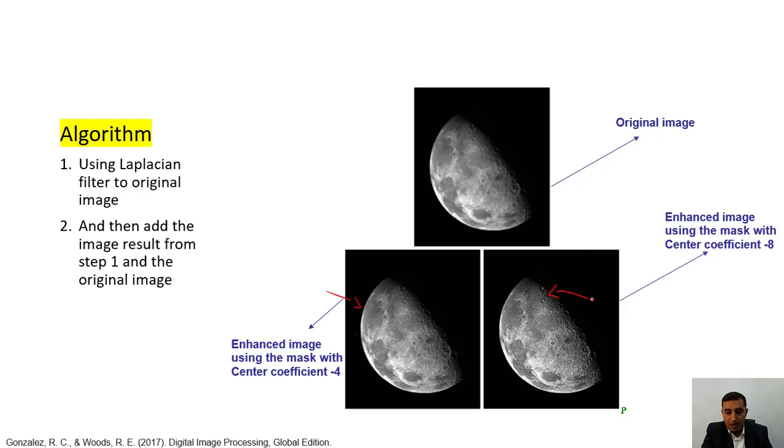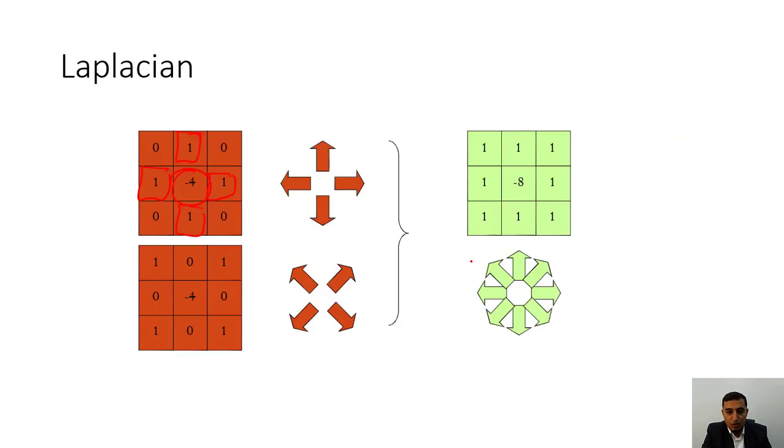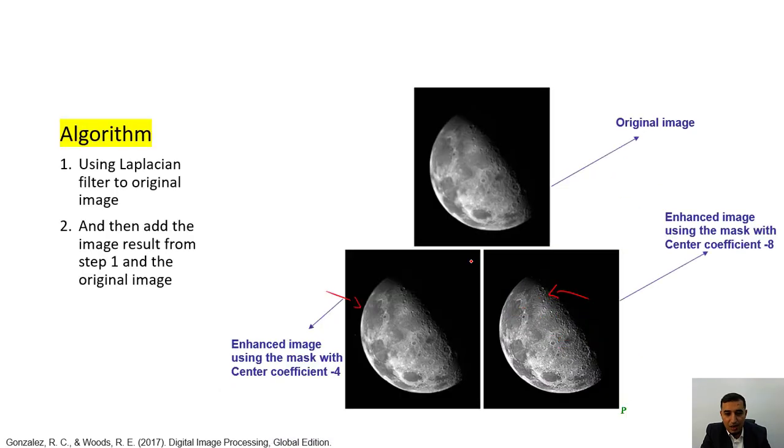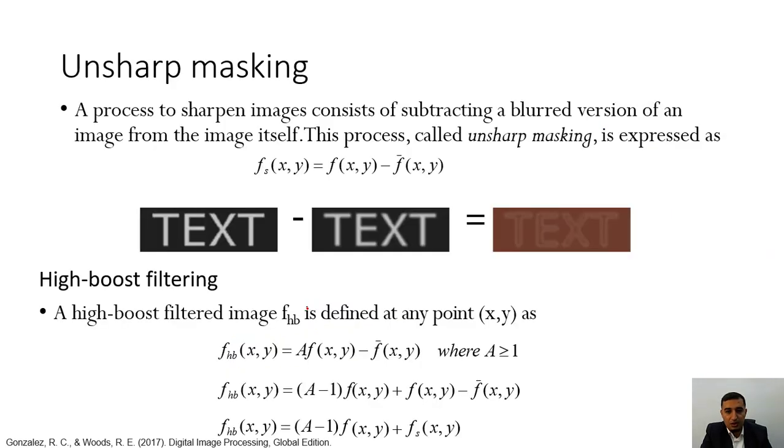How you apply your masks, I will go back a little bit here, will depend on which angle you want to apply, or from which angle you want to see more details. Okay, from which angle you want to see more details. So another way is the unsharp mask. Unsharp masking is the process of sharpening an image that consists of subtracting a blurred version of the image from itself. So this is an image, this is a blurred image, subtract them, you get this image from here.